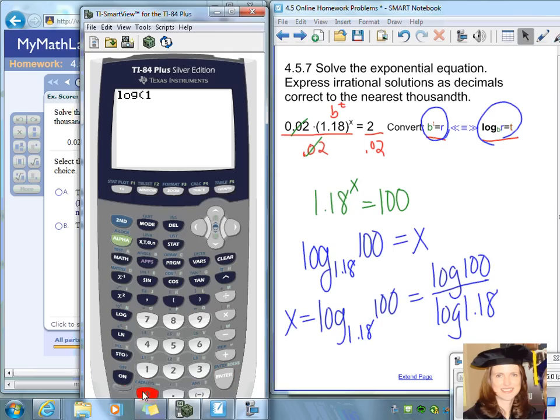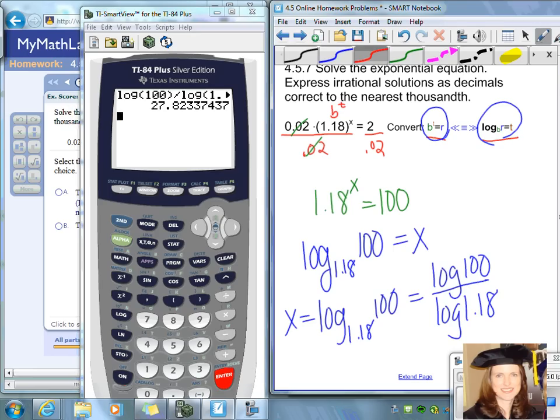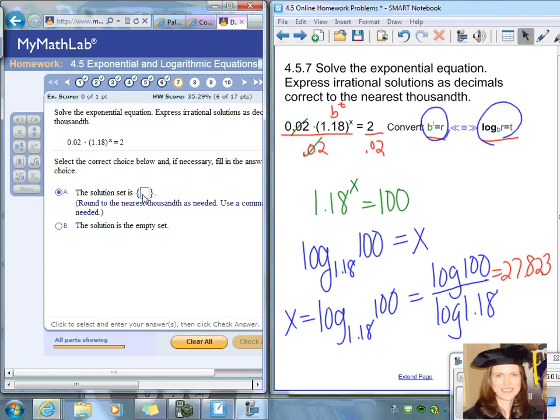So log of 100 divided by log of 1.18. And we want to round this answer to the nearest thousandths. And that will give us 27.823. Let's check our answer. 27.823.